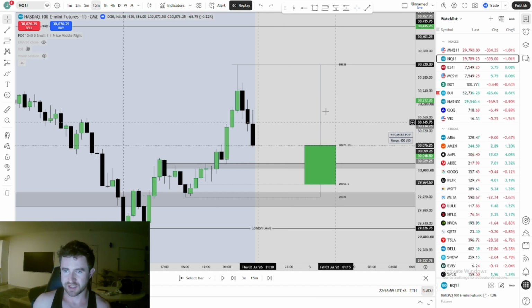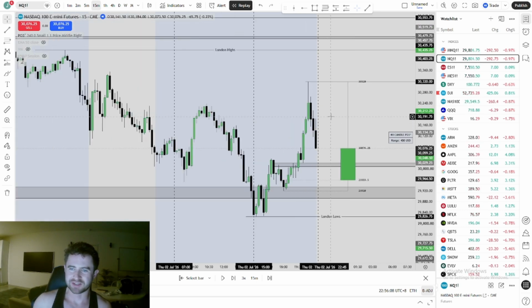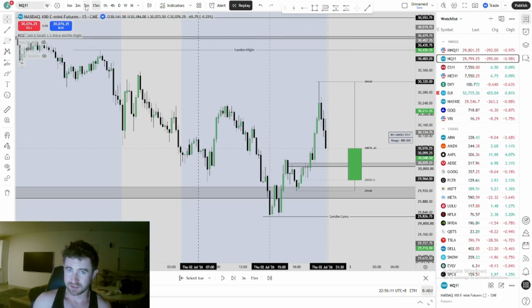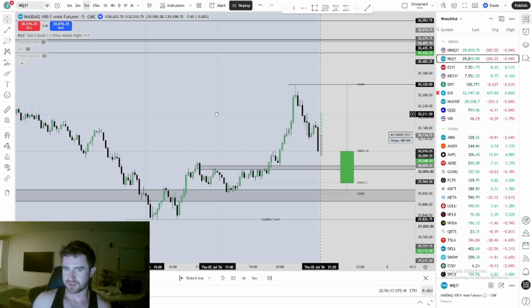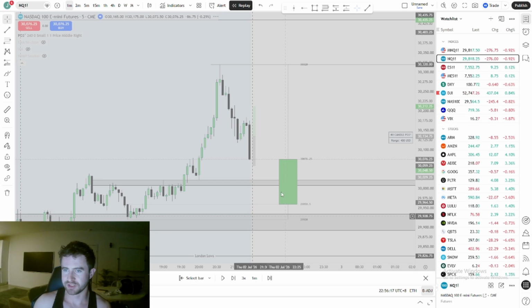So, drop down to the 15. Yeah, nothing really happening here apart from, we would tap it into these 15-minute gaps. But nothing concerning me where I would switch my bias to bearish. No, not at all. I was still bullish.